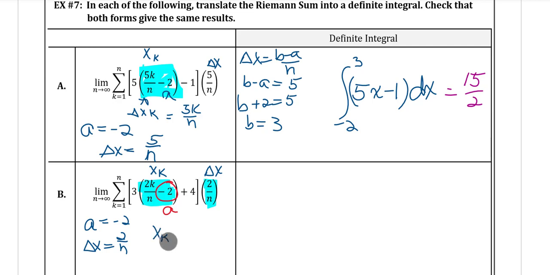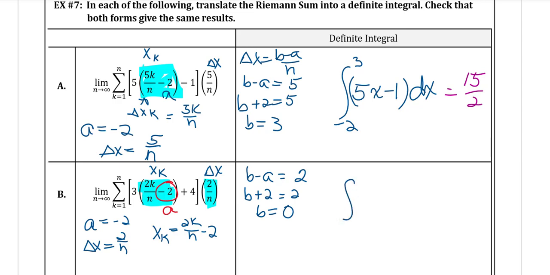And we know our x sub k is 2k over n minus 2. So you can see your 2 over n in that as well. All right, so we know that b minus a has to equal 2. So b plus 2 equals 2. So b is 0. So now we can write our definite integral. Our lower limit is -2, our upper limit is 0. Then we have 3 times our x sub k, so that just becomes x plus 4, and that's dx. And when you evaluate this, you get 2.